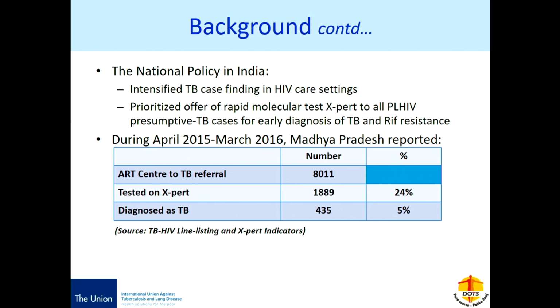However, this is one year of data from Madhya Pradesh, which reports that amongst the referrals from the ART center to the TB, only 24% have been tested on Xpert, and out of which 5% have been diagnosed as TB. So there's a huge proportion of cases being missed, and we wanted to explore what are the reasons for these cases being missed.